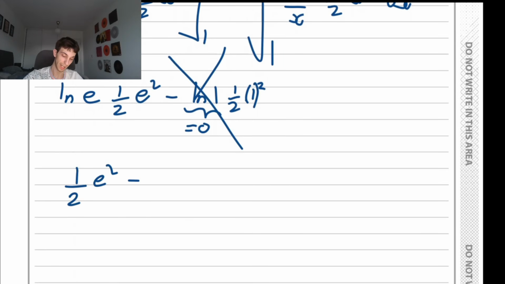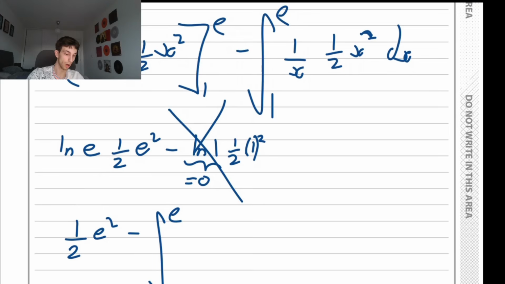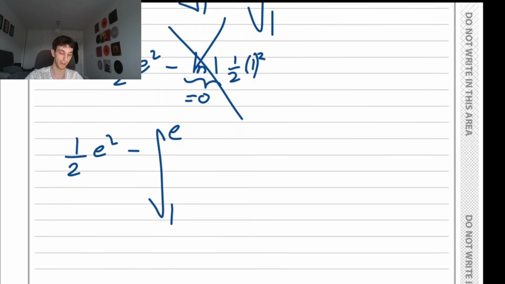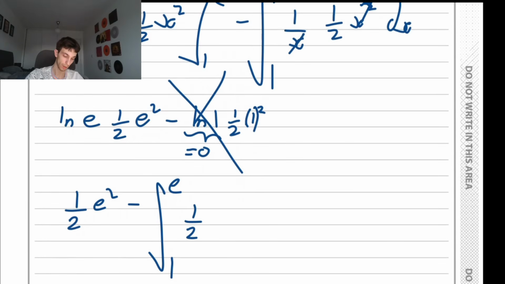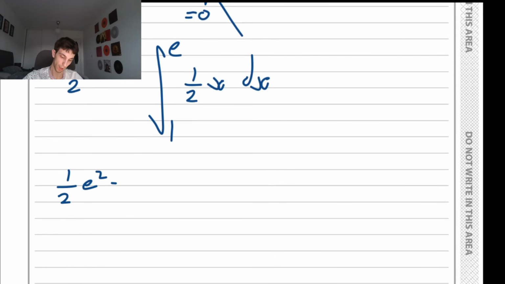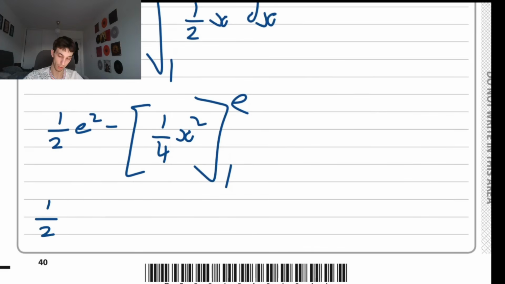Half e squared, and we're taking away the definite integral, upper limit e, lower limit 1, of 1 over x multiplied by half x squared. The x on the denominator cancels with one power of the squared, leaving half x. Integrating half x, we raise the power up by 1 and divide by the new power, so we have a quarter x squared, once again with upper limit e and lower limit 1. Now we just plug in e and 1. We have half e squared, take away a quarter e squared, take away a quarter times 1, so take away a quarter.